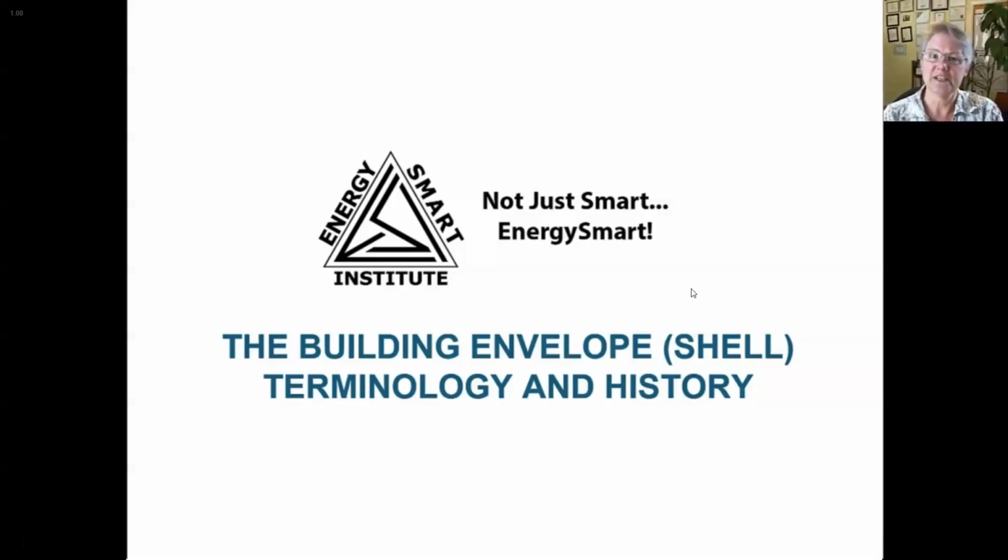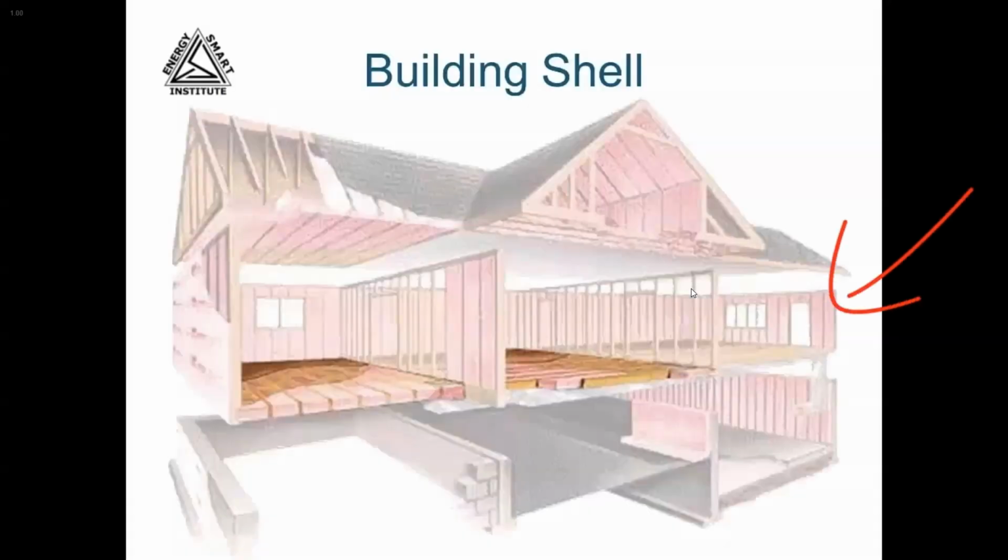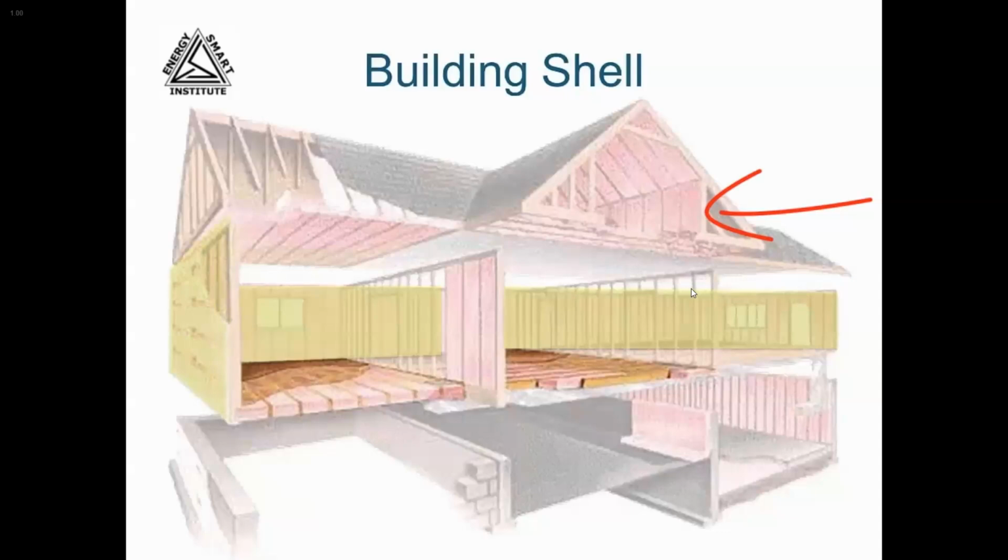We're going to start by discussing the components of the building shell, a little terminology, and some history. The building shell includes the walls between the house and the outside air, the walls that are between the house and the garage, and those walls that are located between the house and the attic.